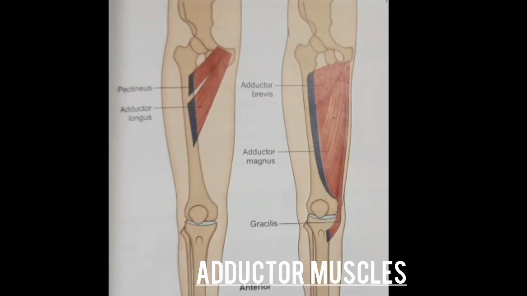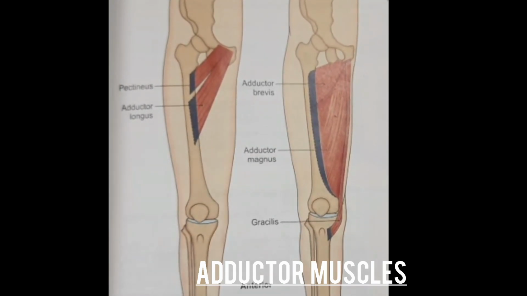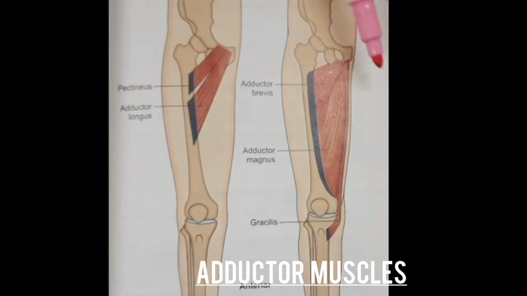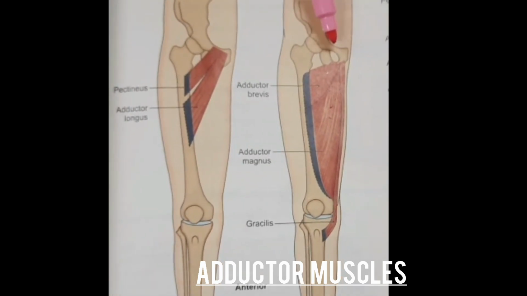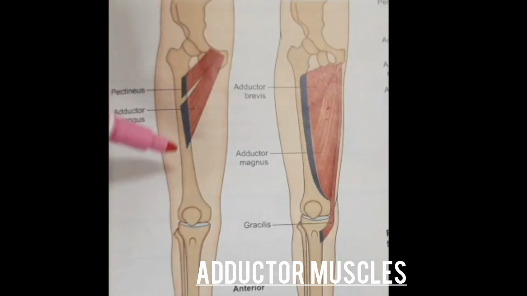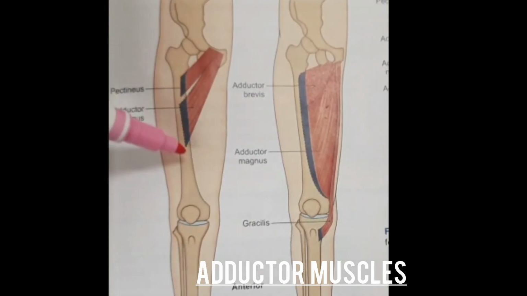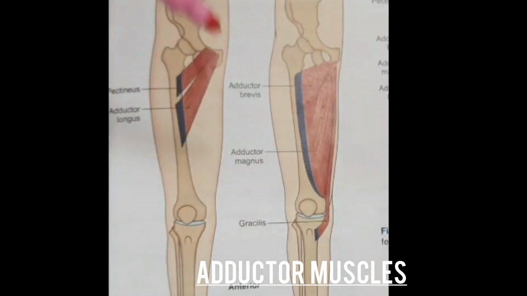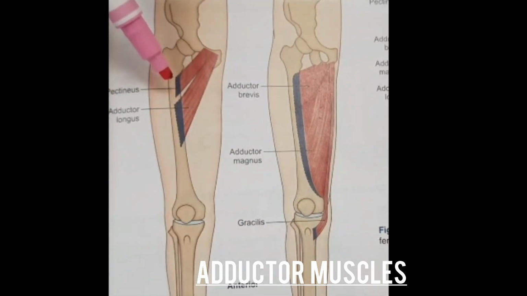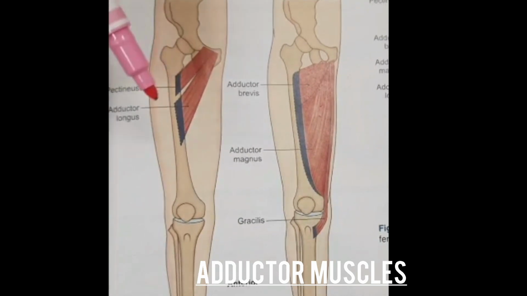So when we dissect, they will come layer by layer: first layer, second layer and third layer. They all come from the pubis and ischium bone, and they will insert over the linea aspera, which lies over the posterior aspect of the femur. See here. But their attachment will be according to their plane.